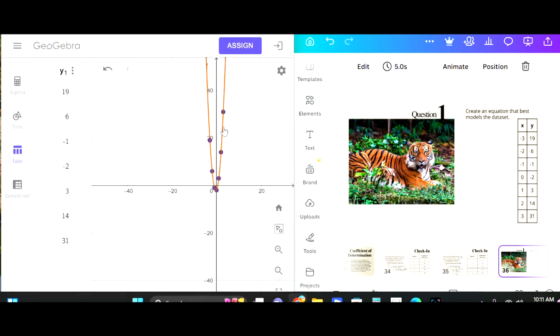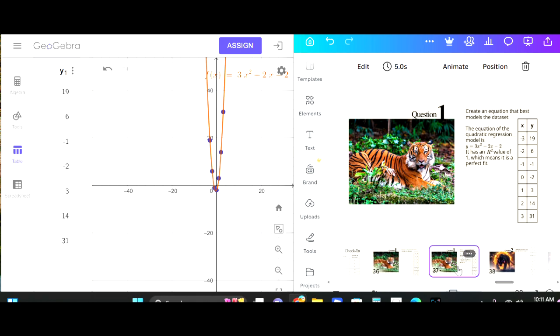Plot. Oh, I see. I was thinking the line went in a different way. Show value. And there's our formula. So the equation for this one is 3x squared plus 2x minus 2. Look at this, I did it right.